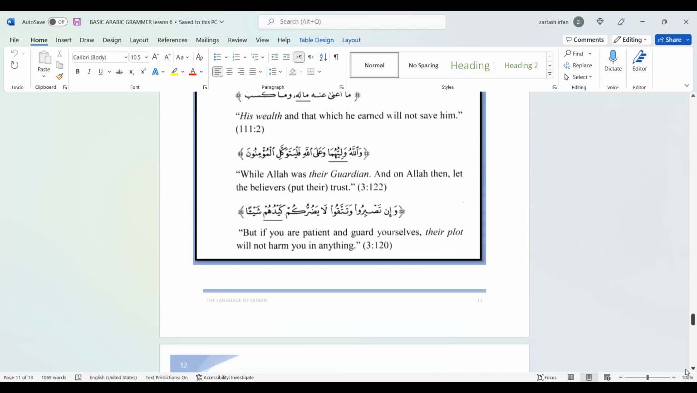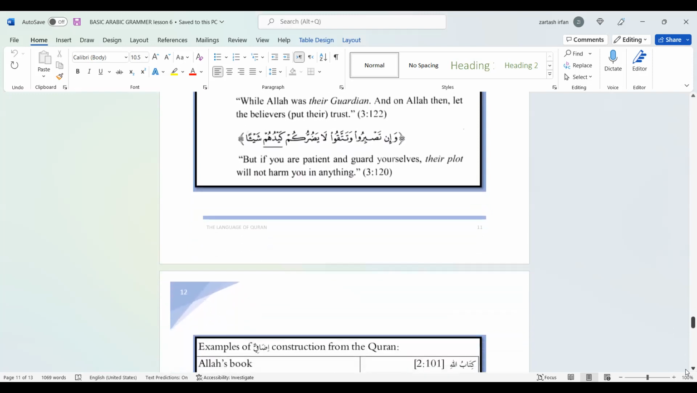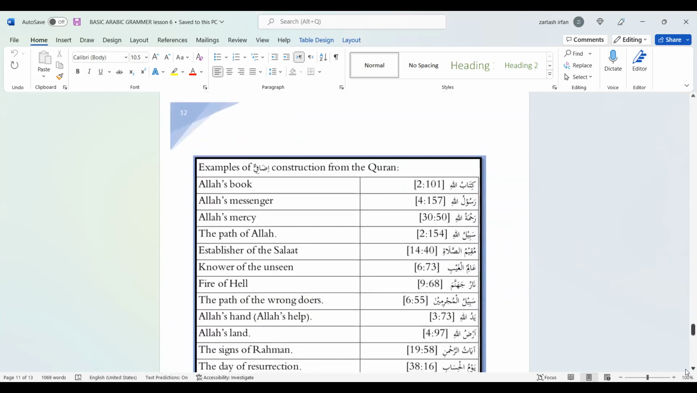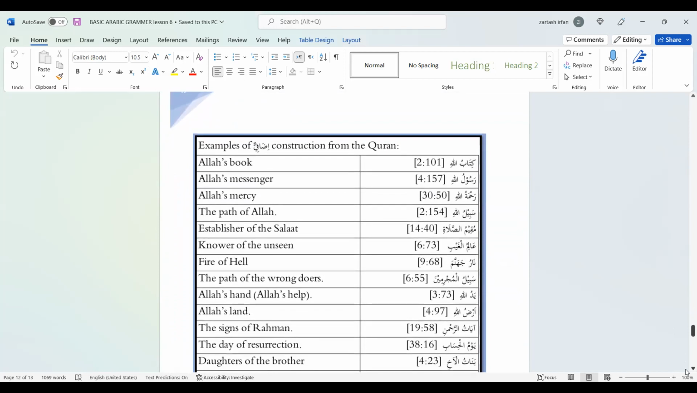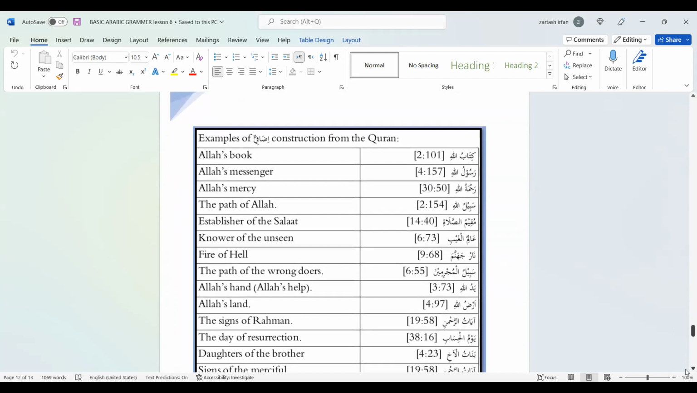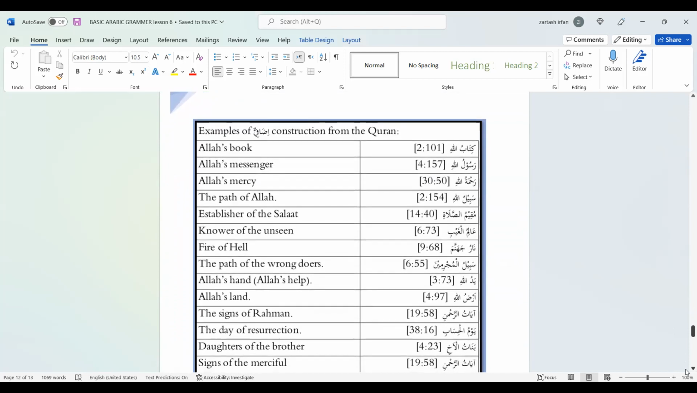So there are many rules about mudaf and mudaf ilayh. As I told you, we'll be doing some idafa constructions from the Quran as well. Look at this, Kitabullahi, Allah's book or the book of Allah.